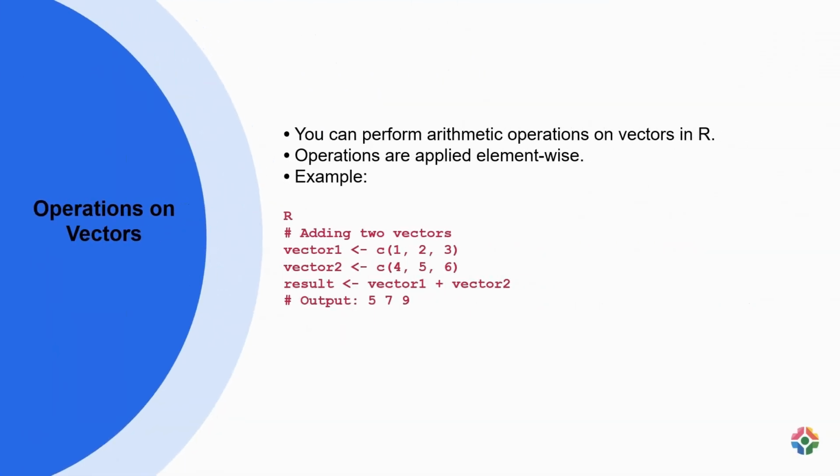In R, you can carry out arithmetic operations on vectors where operations are applied element-wise. For instance, to add two vectors in R, you simply use the plus operator. If you have vector1 with values 1, 2, 3, and vector2 with values 4, 5, 6, adding them together will result in a new vector with values 5, 7, 9. This indicates that each element in the resulting vector is the sum of the corresponding elements from the original vectors.